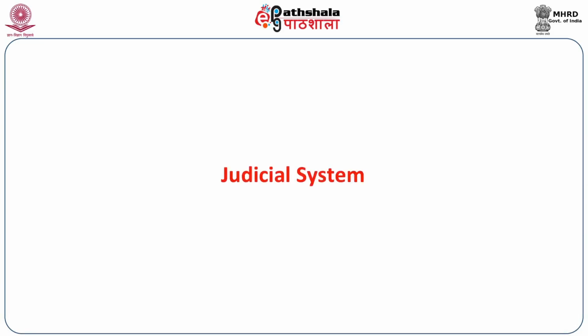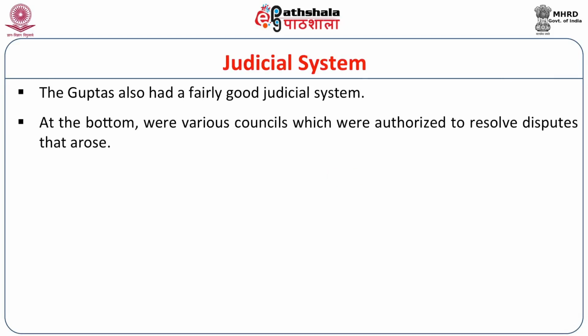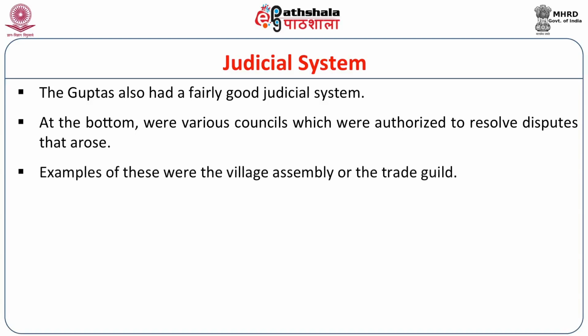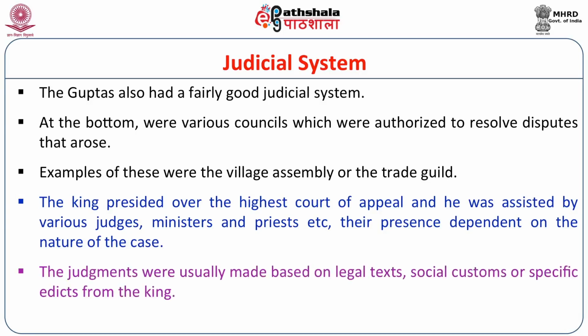The judicial system. We do not get much detail regarding the judicial system. The Guptas had a fairly good judicial system. At the bottom were various councils which were authorized to resolve disputes that arose. Examples of these were the village assembly or the trade guild. The king presided over the highest court of appeal and he was assisted by various judges, ministers and priests, etc. Their presence depended on the nature of the case. The judgments were usually made based on the legal texts, the social customs or specific edicts from the king.